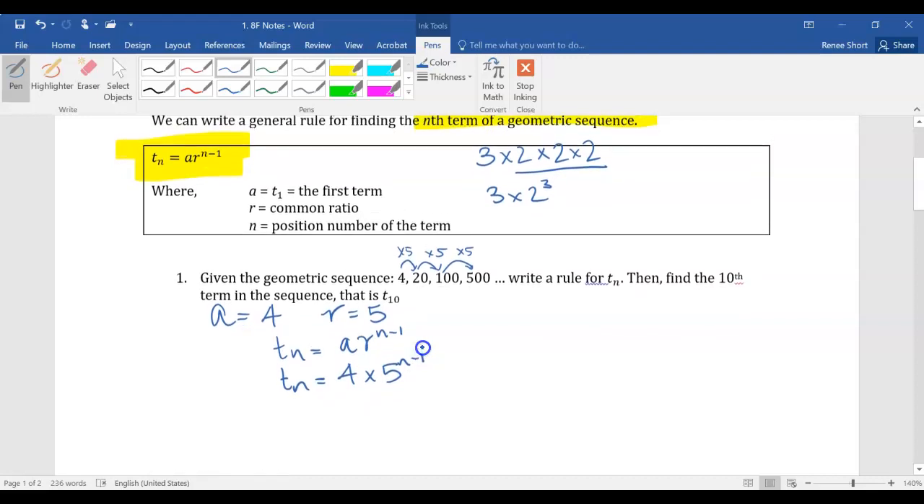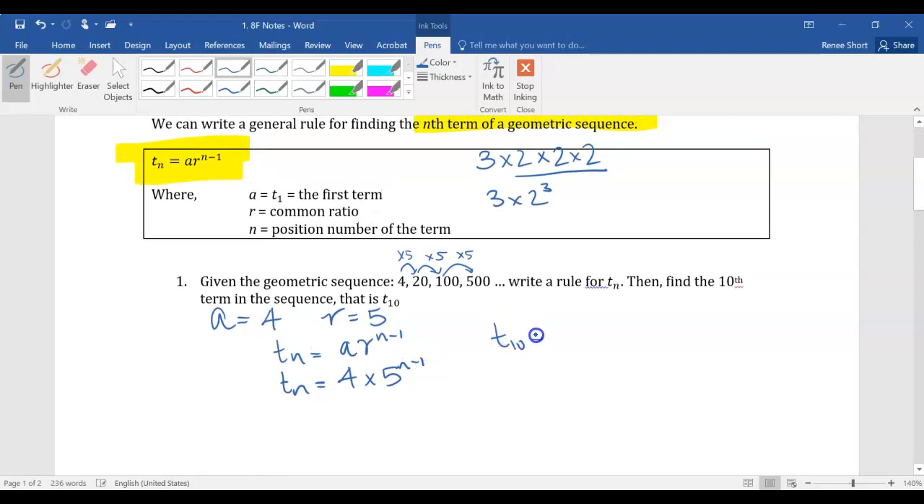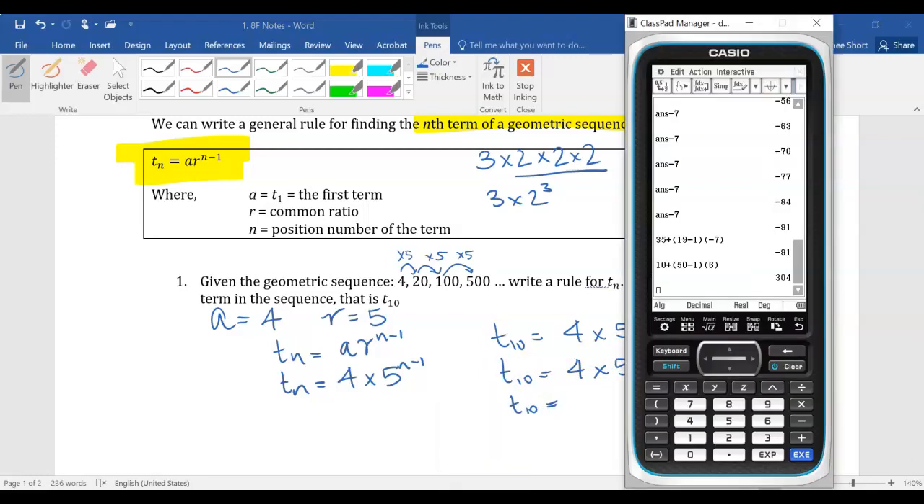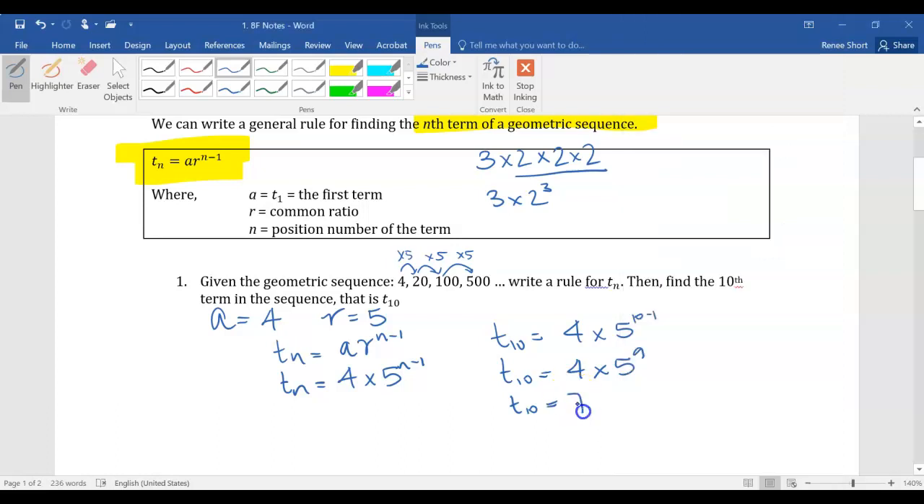Then we can use that rule to find the 10th term. T10 equals 4 times 5 to the power of 10 minus 1, so that's 4 times 5 to the power of 9. If I put that in my calculator, I can put in the 10 minus 1 if I wanted, or just do it with 9, and both times I get 7,812,500. So 7,812,500 is the 10th term in the sequence.